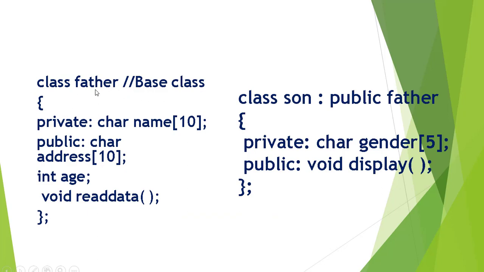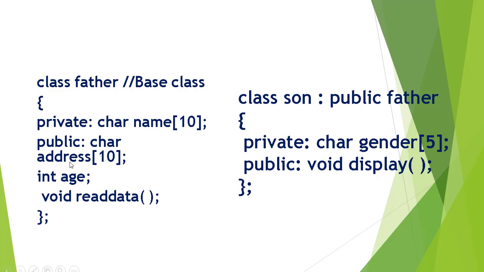In this example, you can see father is the base class and son is the derived class. So class father, like a normal class, how you write, the same way you have to write the base class. That is class, father is the class name, the base class name, and we have got access specifiers here, private and public, and char name[10]. This is the variable, or the data member, which is used.